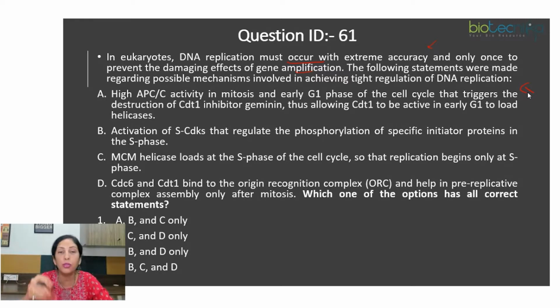Now this is the question which is related to the eukaryotic replication initiation process, and we have one statement, right? The statement A, which had been taken from the cell cycle topic. So here what do we have? High APC activity in mitosis and early G1 phase of the cell cycle that triggers the destruction of CDT1 inhibitor geminin, thus allowing CDT1 to be active in early G1 to load helicases, right?